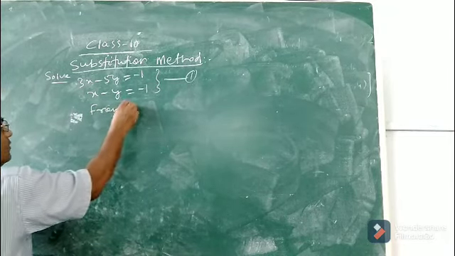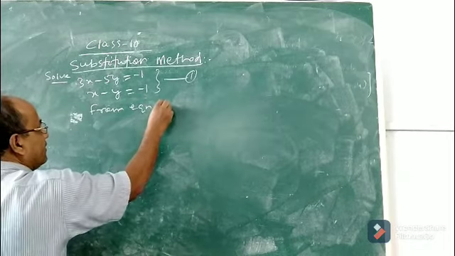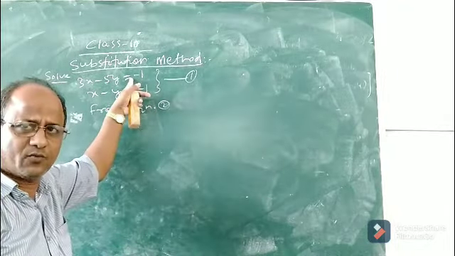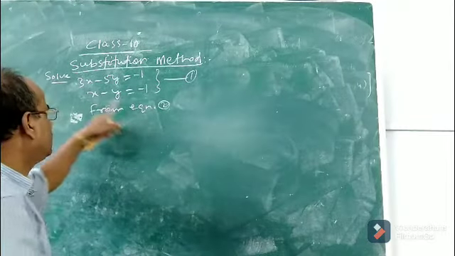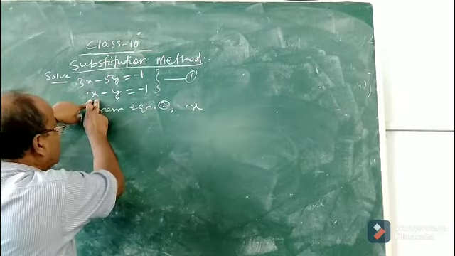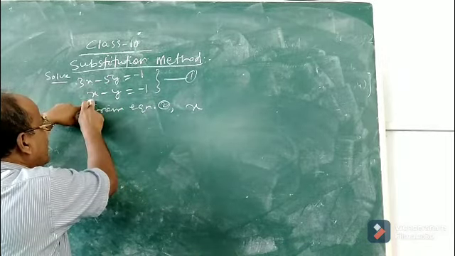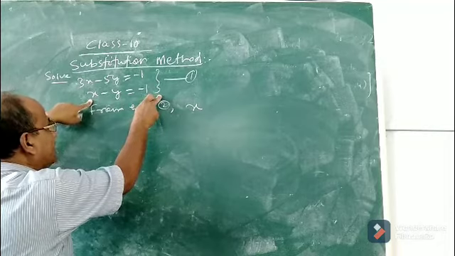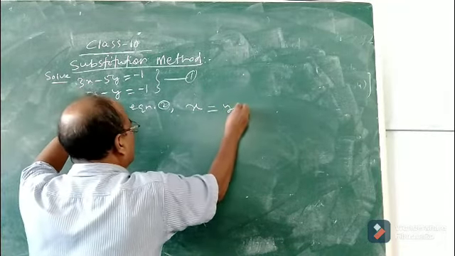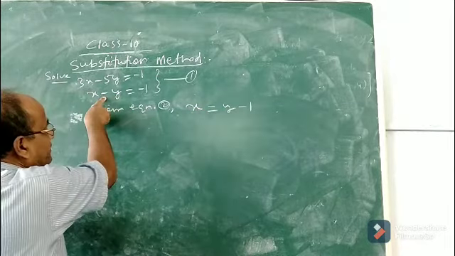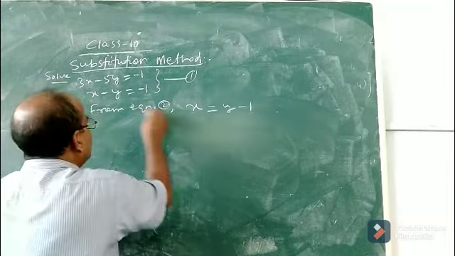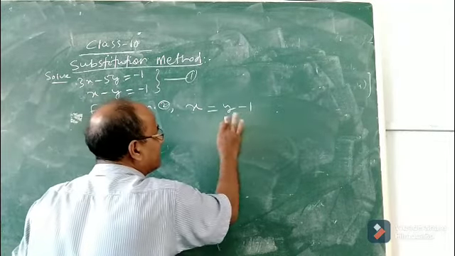So what is the first step? See, children, from equation 2, I am choosing equation 2. You may choose equation 1, no problem. So from equation 2, let us express x in terms of y. How to express x in terms of y? To express x in terms of y, this y will go to the right hand side. That means x will be equal to y minus 1. See, children, the minus sign here. If it goes to the right hand side, it will be plus, so y minus 1. So now see, x has been expressed in terms of y.